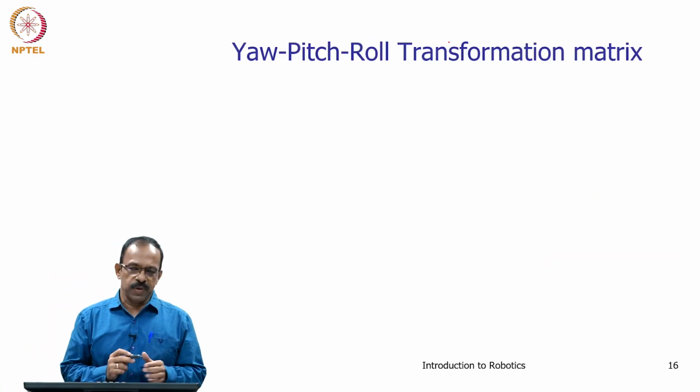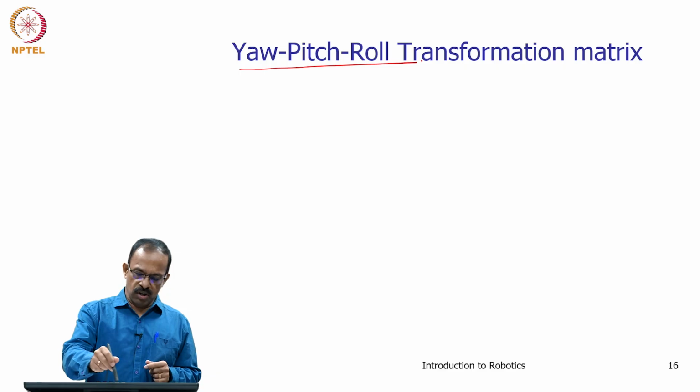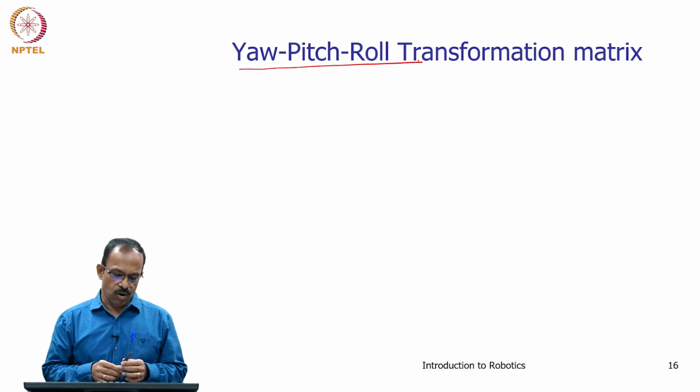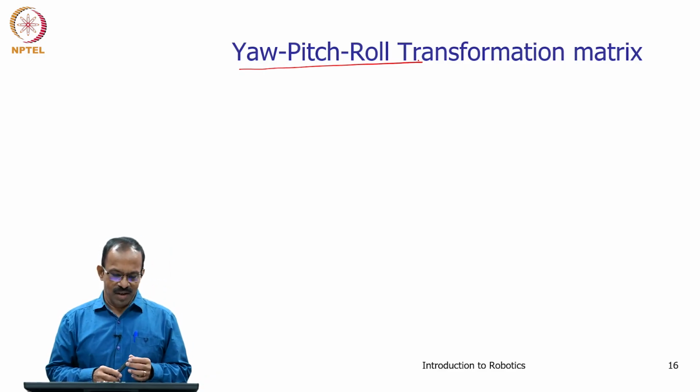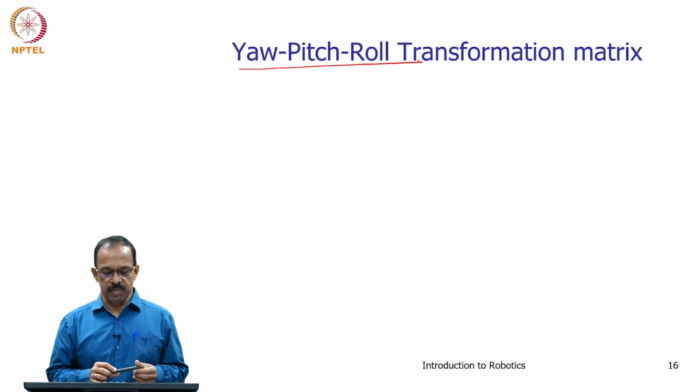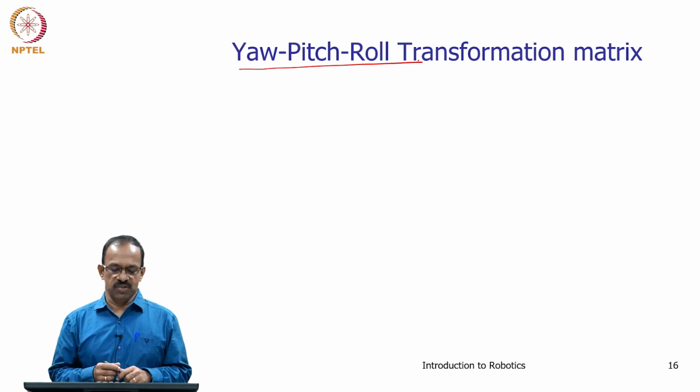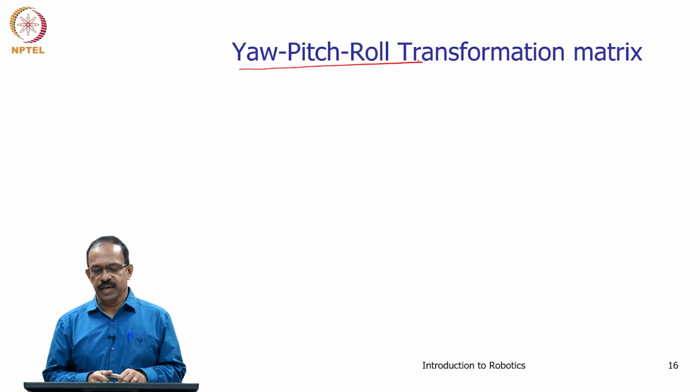Okay, so I will stop here. We will talk about the yaw pitch roll transformation matrix as a composite rotation, and then we will see how to get the transformation matrix using the algorithm that we discussed. So, we will discuss this in the next class.